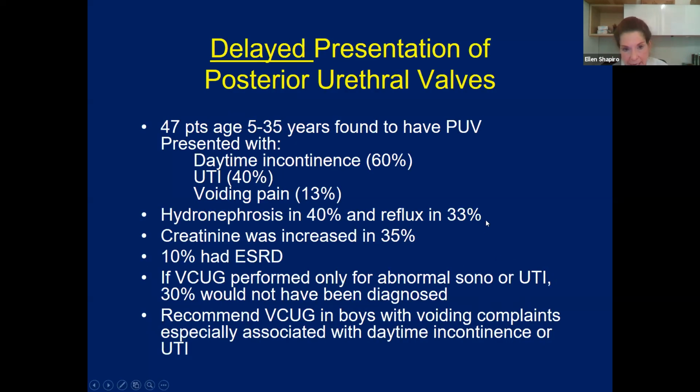What about delayed presentation of posterior urethral valves? There were 2 papers that came out a number of years ago. This manuscript had 47 patients, aged 5 to 35 years, who were found to have valves. They presented with daytime incontinence, urinary tract infection, and voiding pain. The hydronephrosis was found in 40% and reflux in 33%. The creatinine was increased in about 1/3, and 10% had end-stage renal disease. If a VCUG was performed for only abnormal sonos or urinary tract infection, 30% would not have been diagnosed.